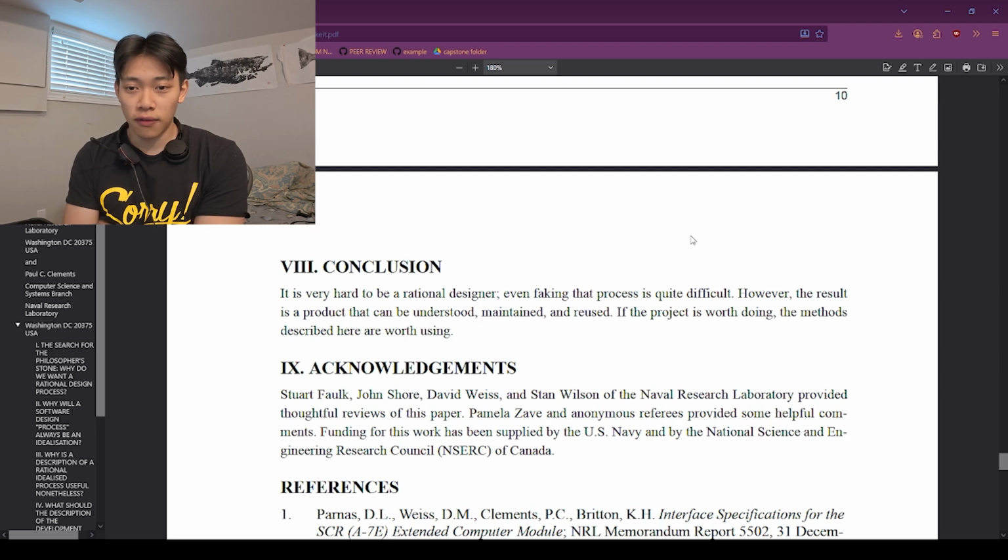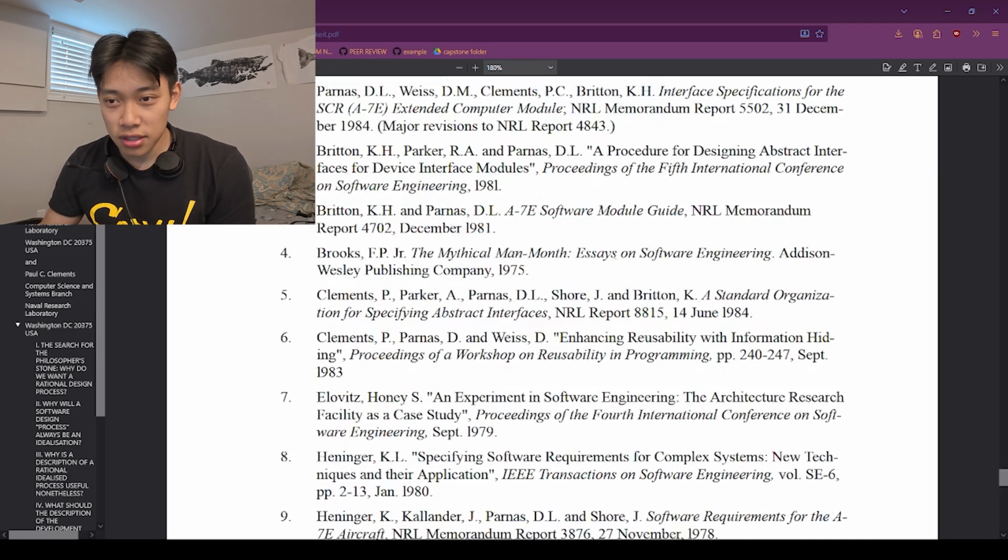Acknowledgements. Stuart Faulk, John Shore, David West, and Stan Wilson of the Naval Research Laboratory provided thoughtful reviews of this paper. Pamela Zave and anonymous referees provided some helpful comments. Funding for this work has been supplied by the U.S. Navy and by the Natural Sciences and Engineering Research Council of Canada. Here are some references.